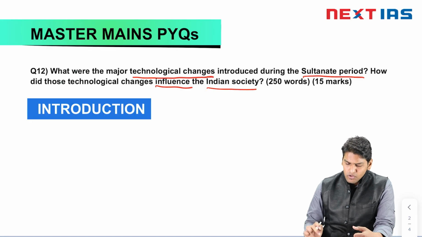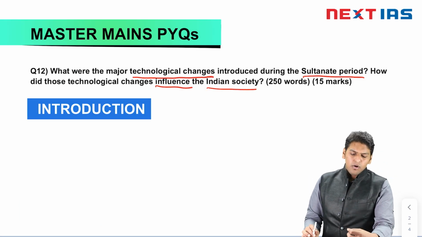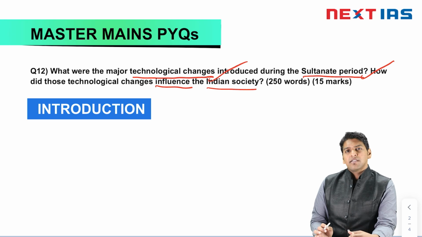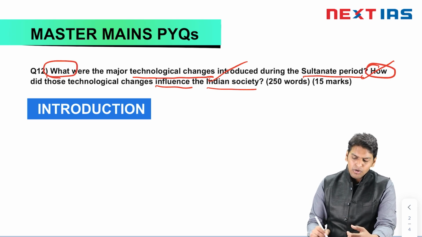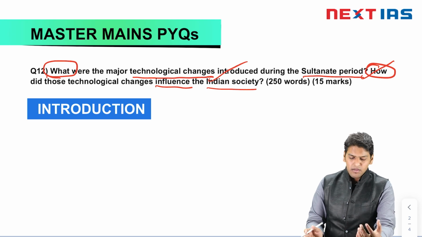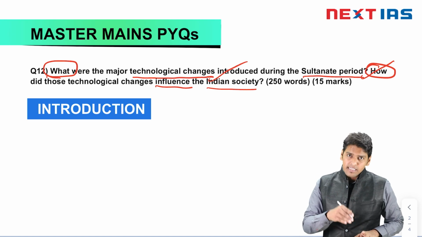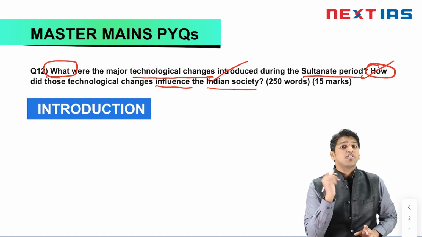So we see the question. What were the major technological changes of the Sultanate period? Here you have to identify the keywords. The two keywords here are what and how. So you have to expand on two parts. The body will contain two parts. What are the changes, and second, how those changes impacted Indian society of that time.